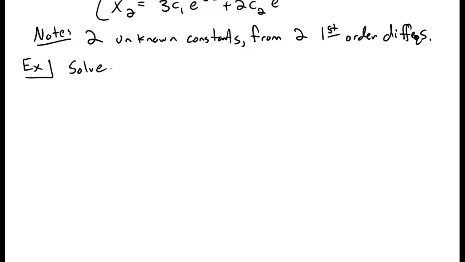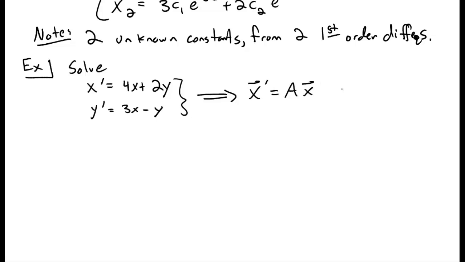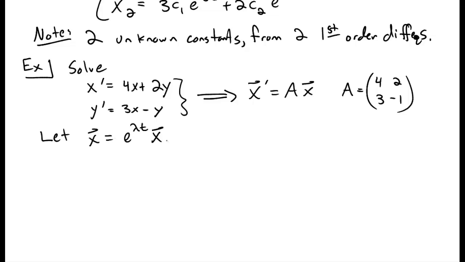Okay, let's look at another example just to see how this works again. So consider the differential equations x prime is equal to 4x plus 2y, and y prime is equal to 3x minus y. So in matrix form, it looks like x prime is equal to Ax, where A is this matrix. So we let x be e to the lambda t times x naught for some constant eigenvector x naught.